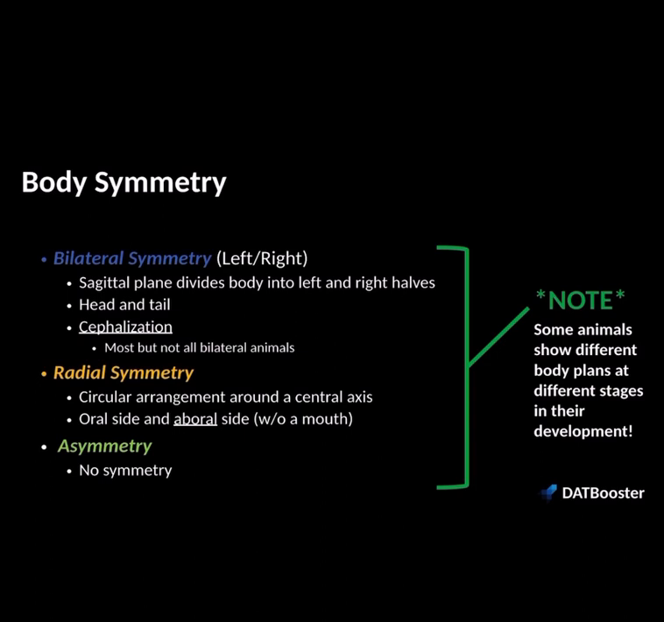And it should be noted as well that there are some animals in the various phyla that show differing body plans depending on if they're in a juvenile or larval state compared to when they're an adult. So their symmetry can change throughout their development. So it's not just locked in as one type of body symmetry. We'll look at specific animals that do this in later videos.